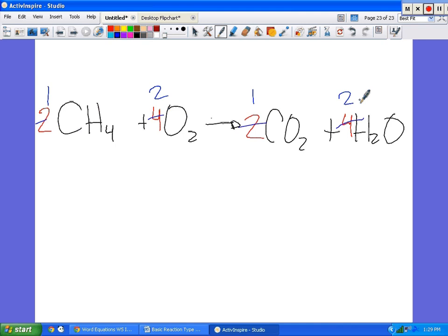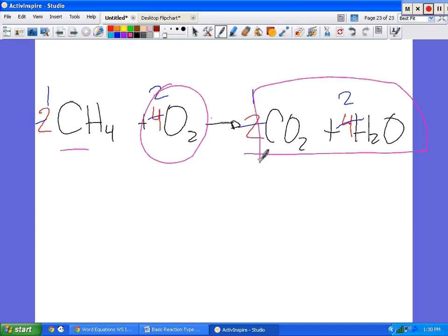That's combustion. Remember, if it has a hydrocarbon plus oxygen and it produces CO2 and water, it's combustion. All right, listen. What about number 2? What kind of reaction? A plus B makes AB, so that is a synthesis reaction. Balance it on your own.